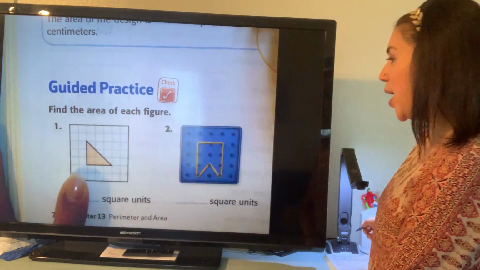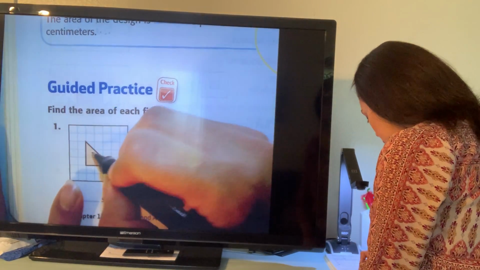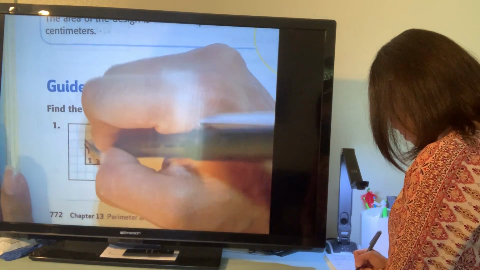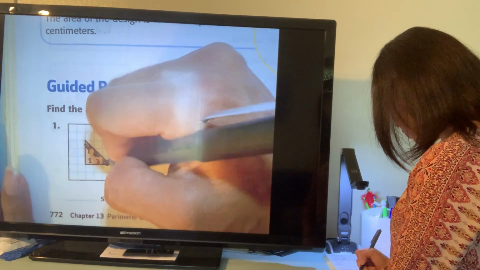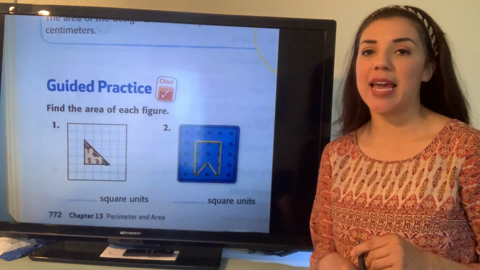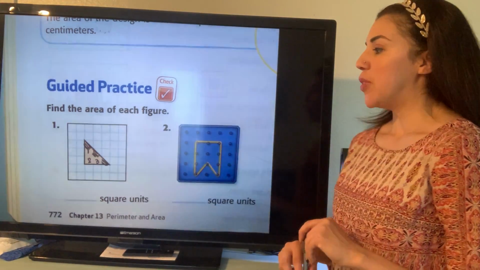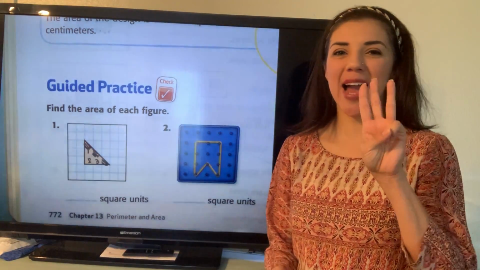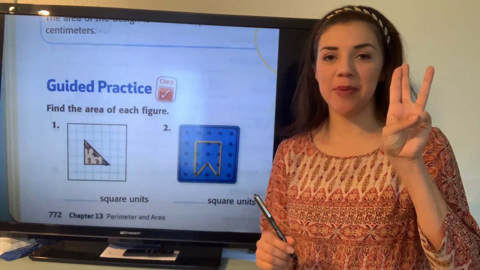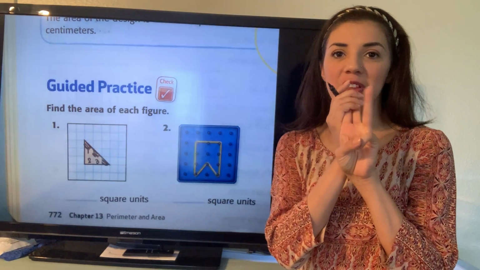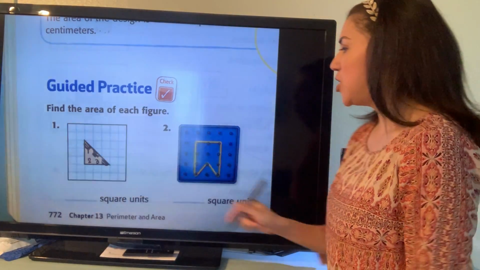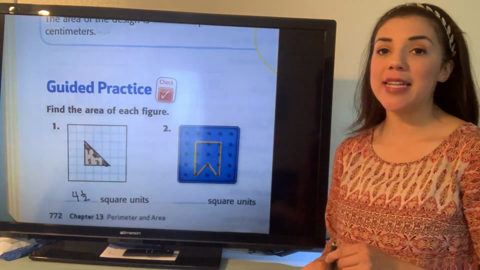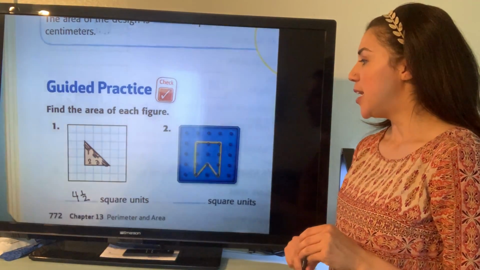So when we look at number 1, we have 1, 2, 3 whole squares, and then we have 1, 2, 3 half squares, okay? So we have 3 whole squares, but we have 3 halves. I know that 2 halves gives me a whole, right? But I still have this lonely half. So this is going to be 4.5 square units.